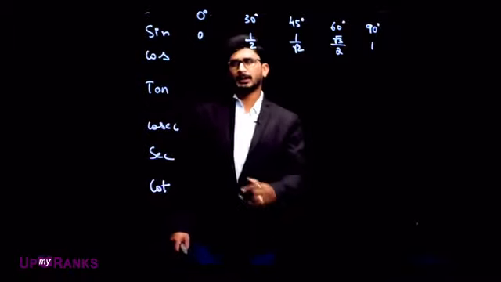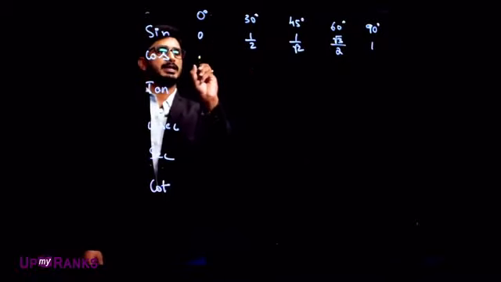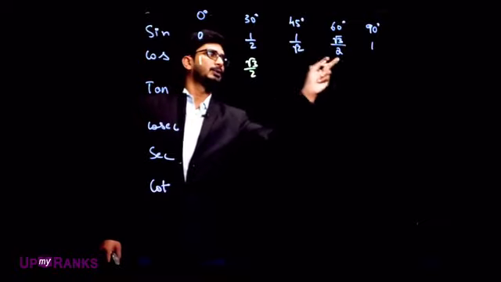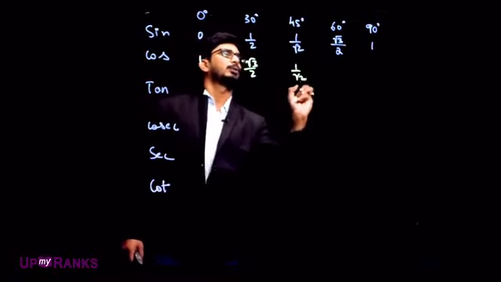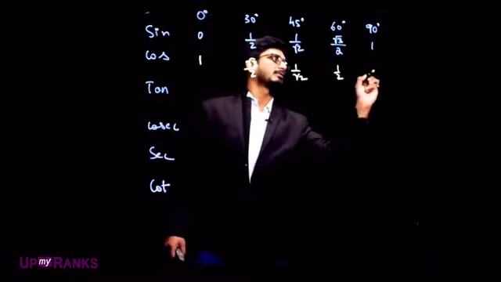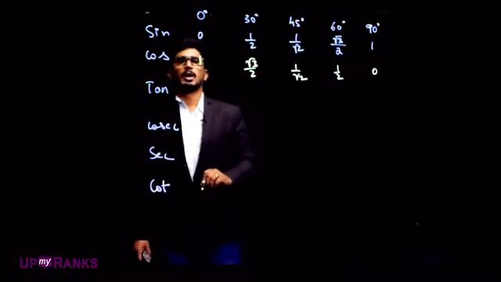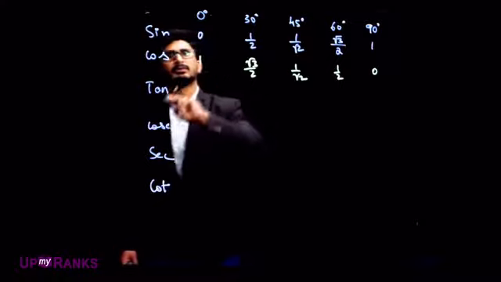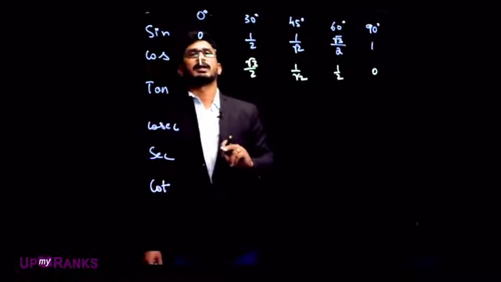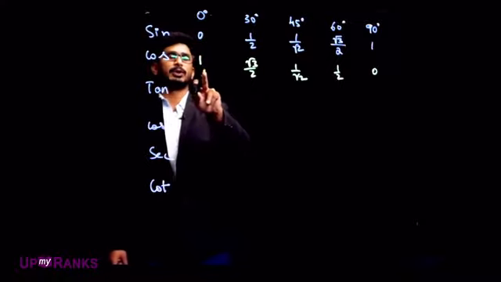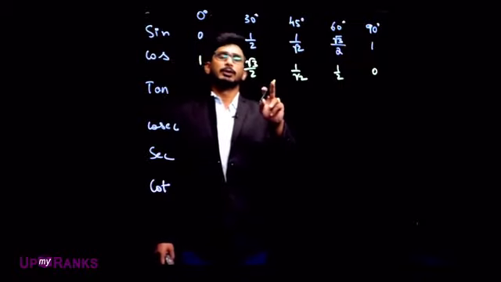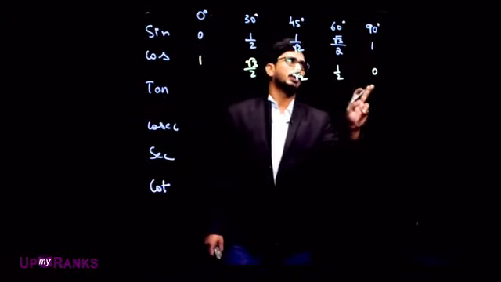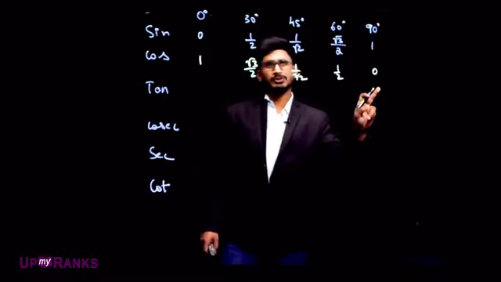So how do we do it? Let's see now. Cos, just write it 1, root 3 by 2, 1 by root 2, half and 0. So I nowhere got it, I just wrote the reverse of the sine standard angle values. So I got cos 0 degree is 1, cos 30 degree is root 3 by 2, cos 45 degree is 1 by root 2, cos 60 is 1 by 2 and cos 90 degree is 0.